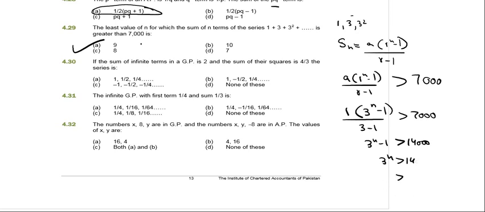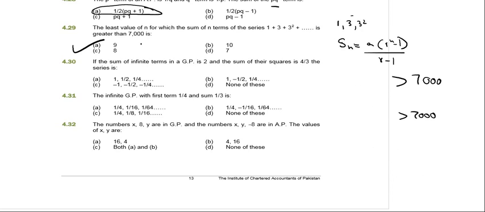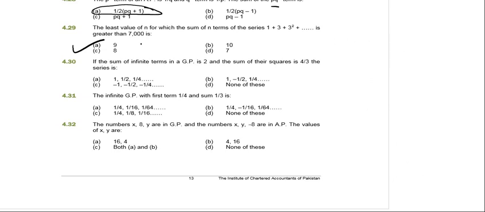Moving to 4.30. 4.30 says if the sum to infinity, or infinite terms, unlimited terms, in a GP is 2 and the sum of their squares is 4 over 3, what is the series?